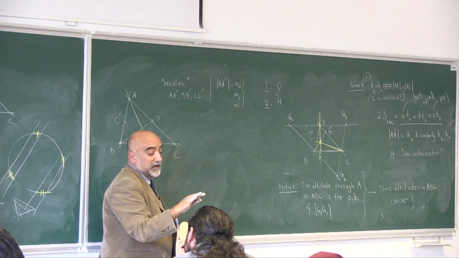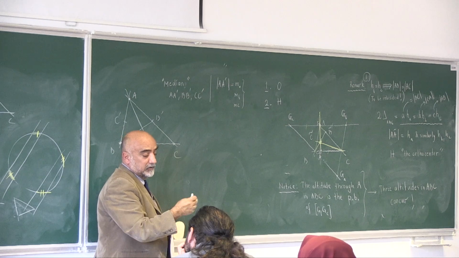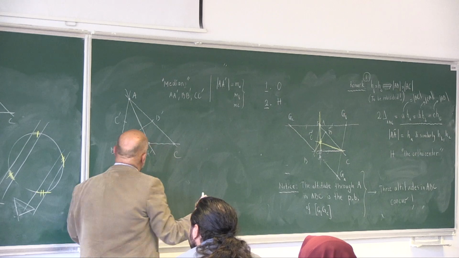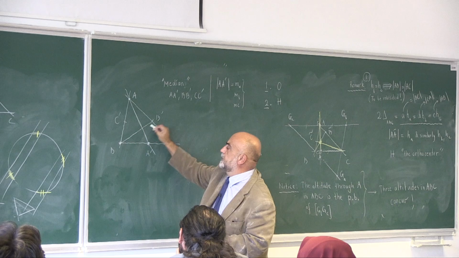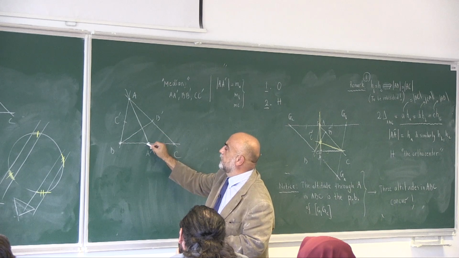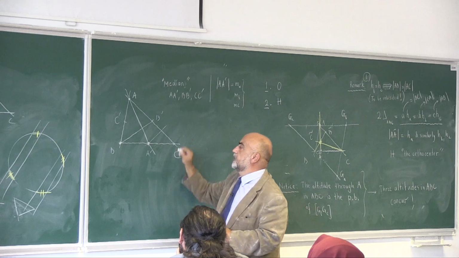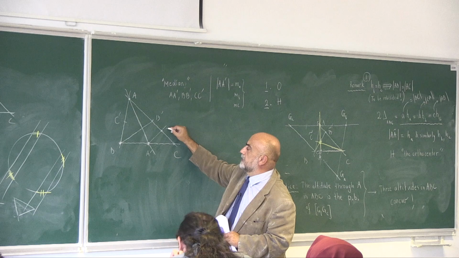Well, at this point, I have to behave like a conjurer. I have to draw something out of my sleeve because I want to make it as simple as possible. Let me draw a line which is parallel to BB prime through the point A prime, like this, okay? And it will, of course, intersect the side CA in some point T.